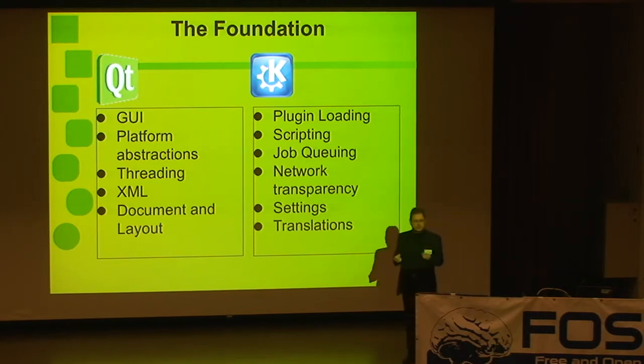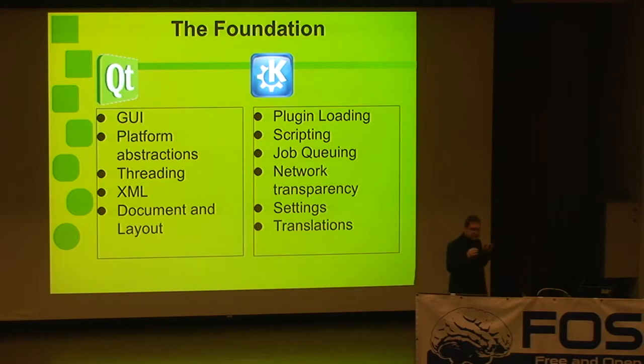Scripting. Scripting is done using the Kross library, which means that if you want to extend a Calligra application with a script, you can use any language that Kross supports, which is Python and Ruby and Perl and Java and JavaScript and even something called Falcon.